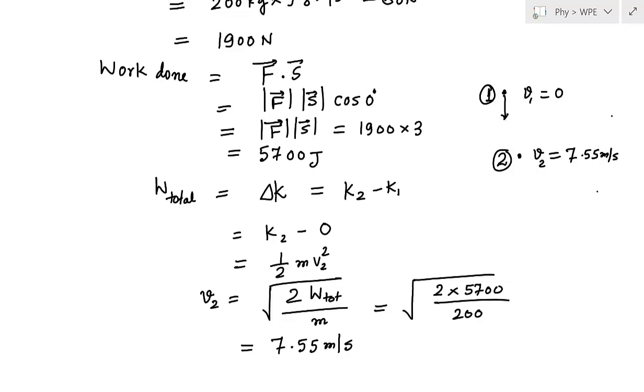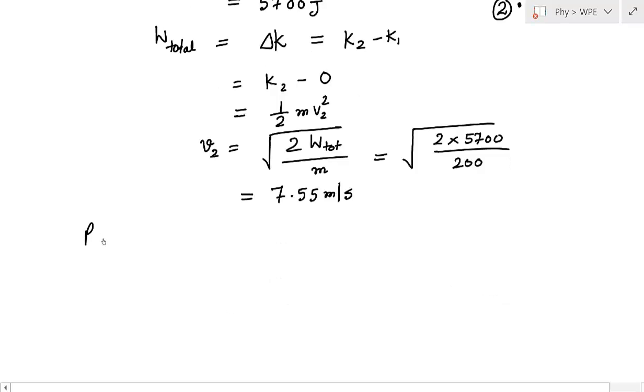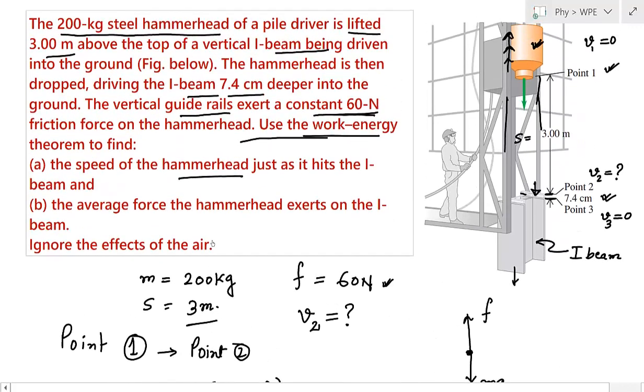Now let us consider the motion of this particle, or this hammerhead, from point 2 to point 3. So what are the forces acting on the hammer when it is moving from point 2 to point 3? At point 2, this hammer is going to collide with the I-beam. So basically, the hammer will apply a force on the beam, and by Newton's third law, the same amount of force will also be applied to the hammer. So in other words, at point 2 an upward force will be applied on the hammer. Let's call that force a normal N.